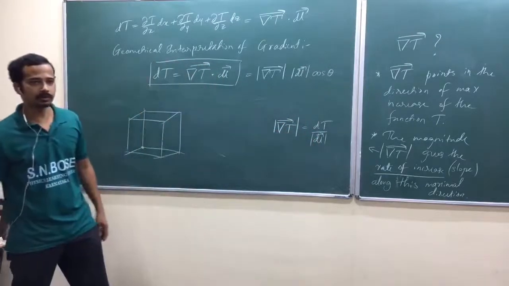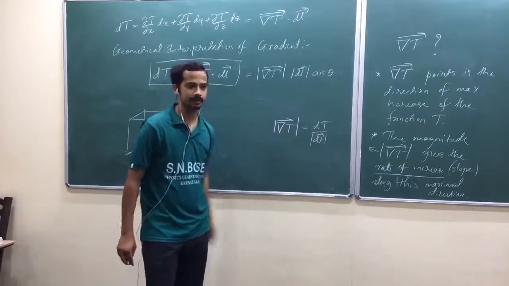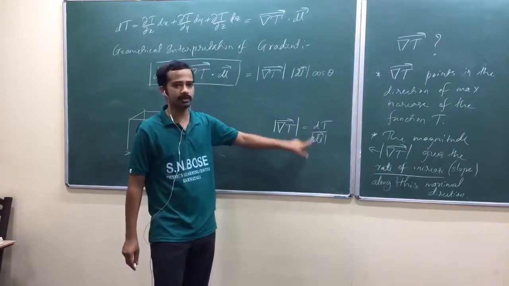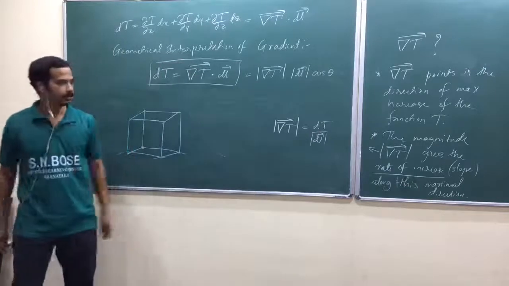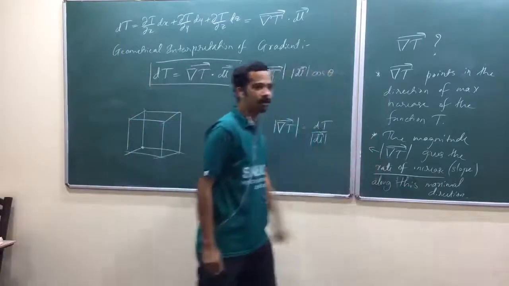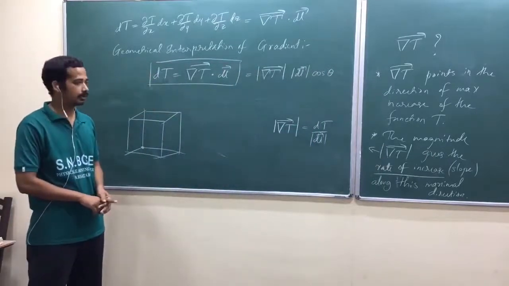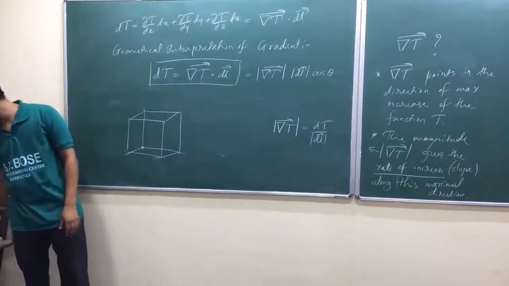So the denominator is the same for all displacements. The magnitude of the dl vector is the same, but the numerator is maximum. That's why this ratio is maximum in that direction when theta equals 0 degrees. So that's why you can roughly call the magnitude of the gradient the maximum rate of increase of T. Okay, the maximum rate of increase of T.